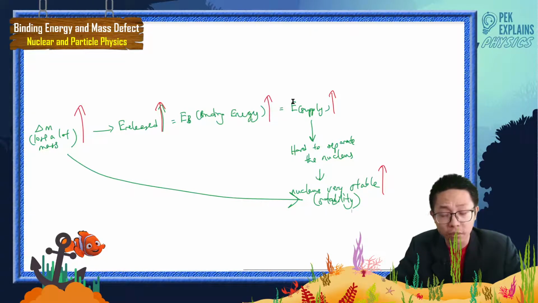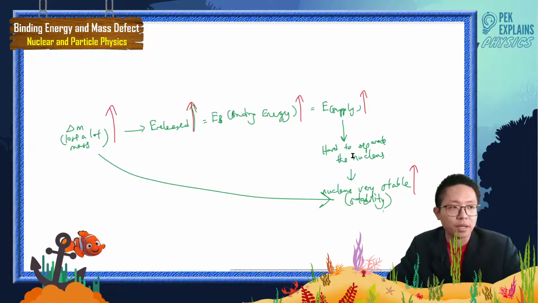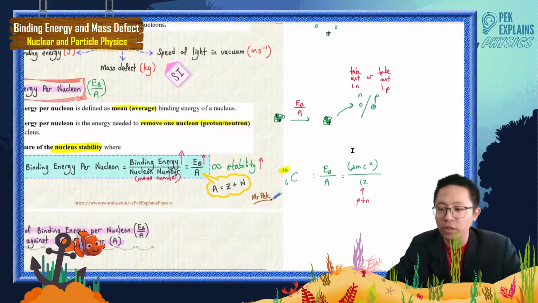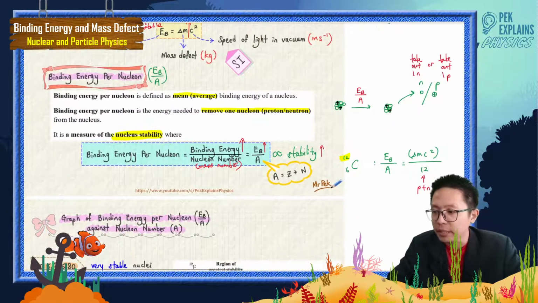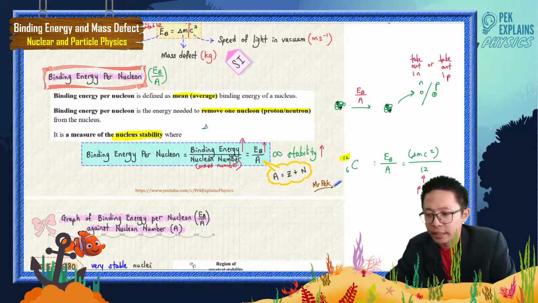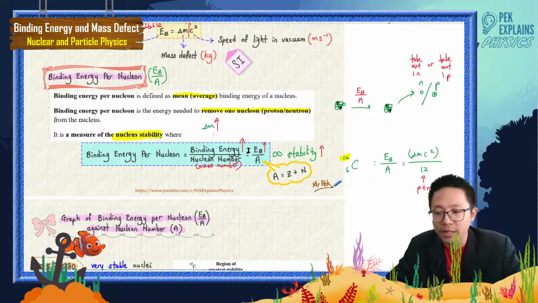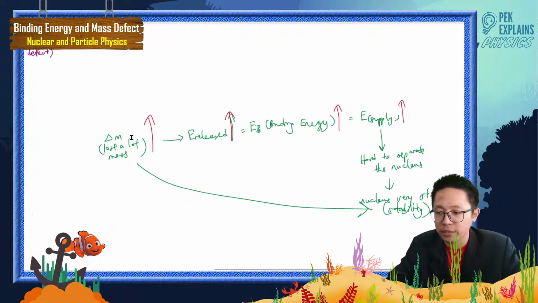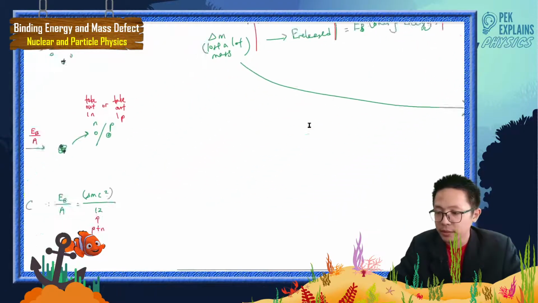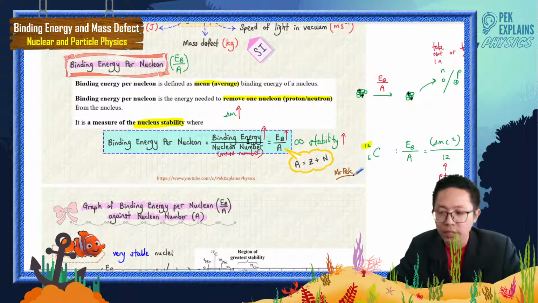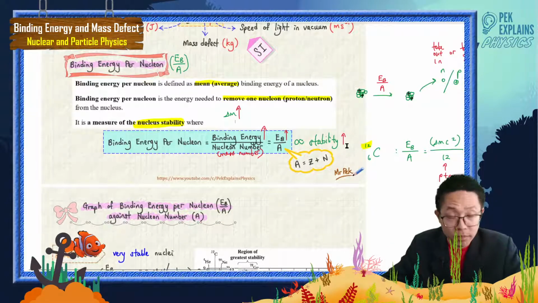If you need to supply a lot of energy just to separate the nucleus, this means the nucleus is very hard to separate, and very hard to separate means the nucleus is very stable. Okay, you get the common sense, the logic. That's good. Let's go back. In short, the higher the mass defect, the higher the binding energy. The higher the binding energy means the more stable the nucleus.